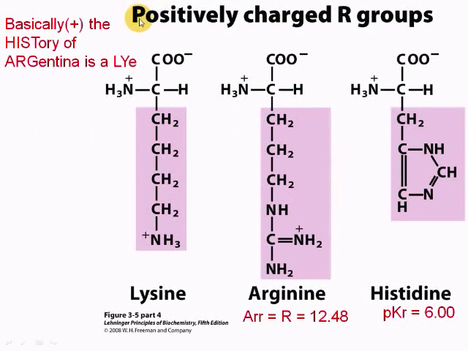Alright, so you've got the positively charged R groups, also sometimes called basic amino acids. And so my mnemonic for this is basically the history of Argentina is a lie. And apologize to anybody from Argentina, but it's just a mnemonic. So basically the history, histidine, of Argentina, arginine, is a lie, lysine. And the pKr for histidine is 6, and remember arginine is 12.5.